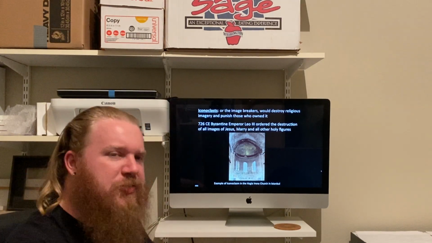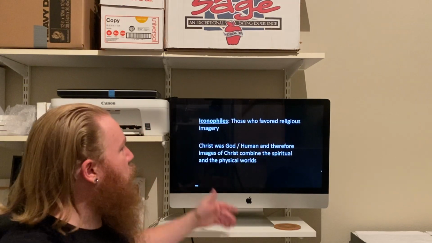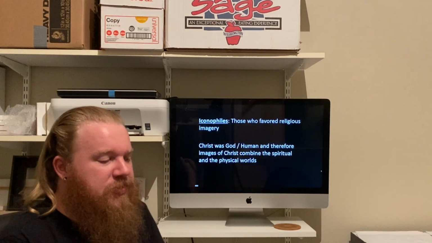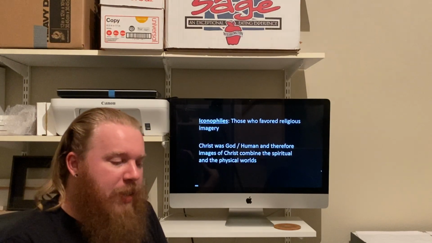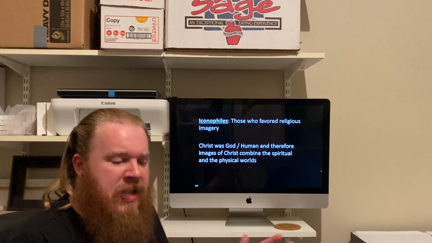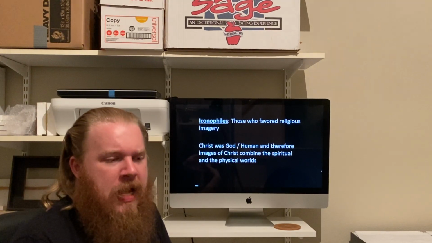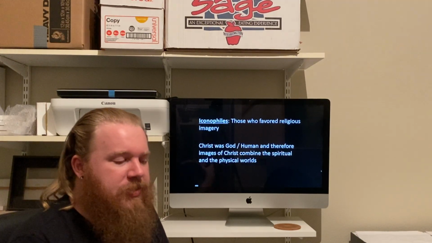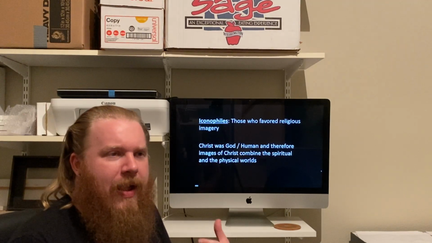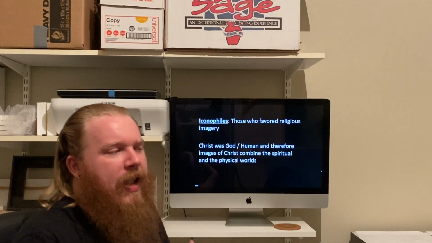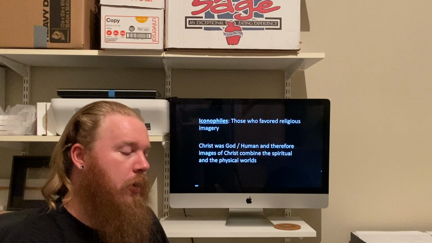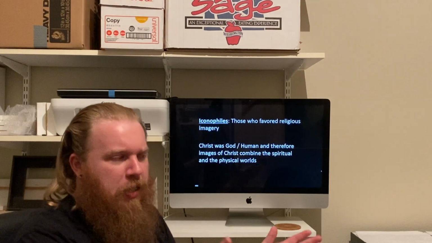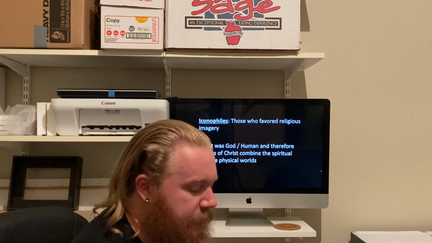However, as opposed to iconoclasts who did not like religious imagery, we also have iconophiles, and those are people who favored this religious imagery. In their sense, Christ was seen as God as well as human, and therefore images of Christ combined both the spiritual and physical worlds together. So it creates a link between the two, and this is very important because there's a lot of this kind of Christian artwork early on and throughout the Middle Ages that is trying to hearken to this idea of creating a connection between us in the physical world and the divine figures in the spiritual world as well. Depending on what time period we're talking about, this could be very extreme or much more subdued.